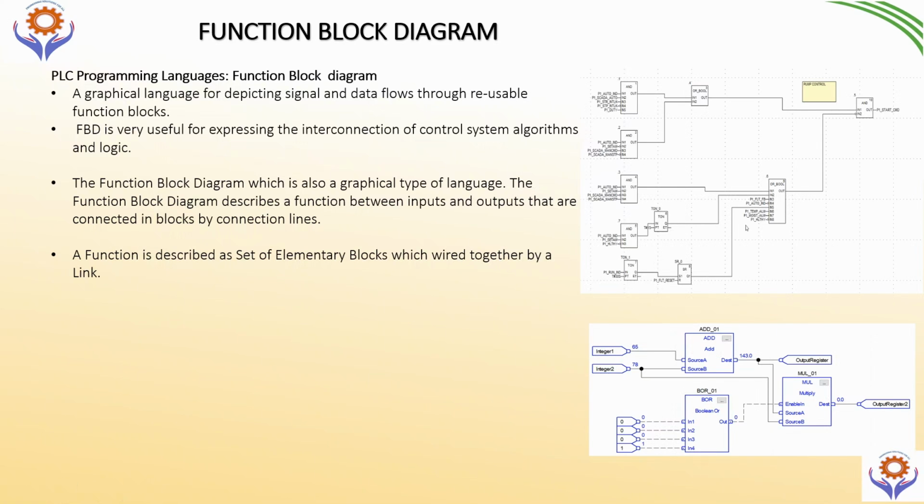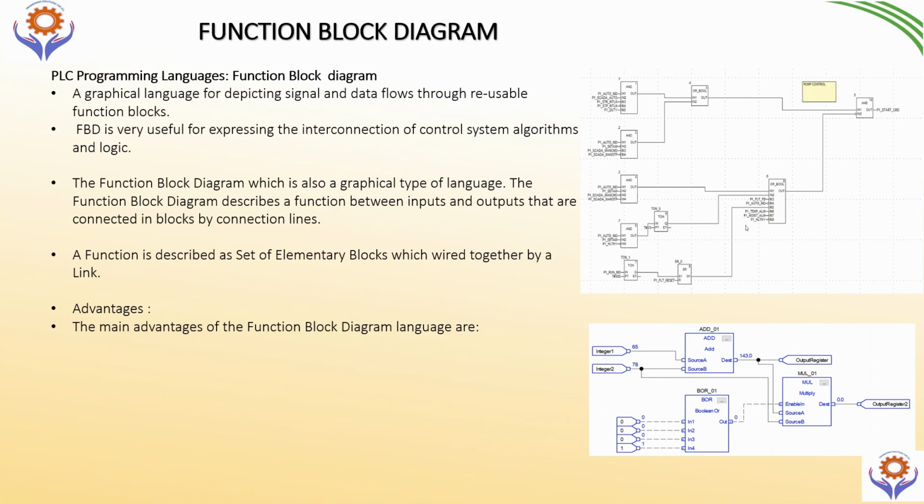The function block diagram is described as a set of elementary blocks which are wired together by a link. So these are a set of elementary blocks which are connected or wired together by a link to the output.